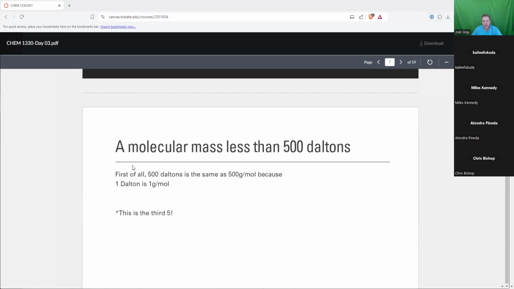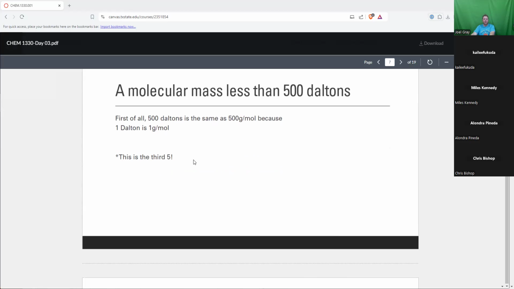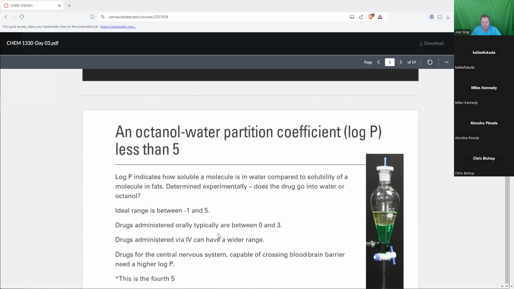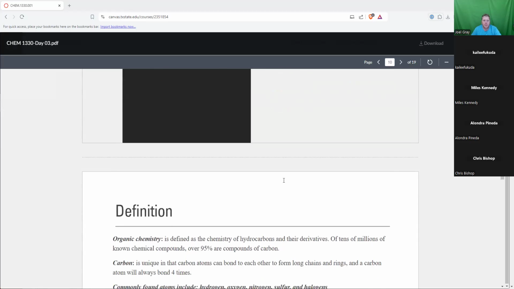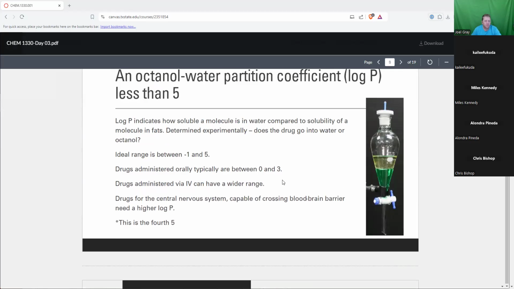Now, molecular mass. In order to calculate the molecular mass of a molecule, I'm going to give you the periodic table so that you can take the mass that's written on the periodic table, add it up, and then say, okay, well, this has a molecular mass of 250 grams per mole. The last, like I said, is the octanol water partition. I'm going to give you that. Okay. Does anyone have any questions about Lipinski's 5 rules?